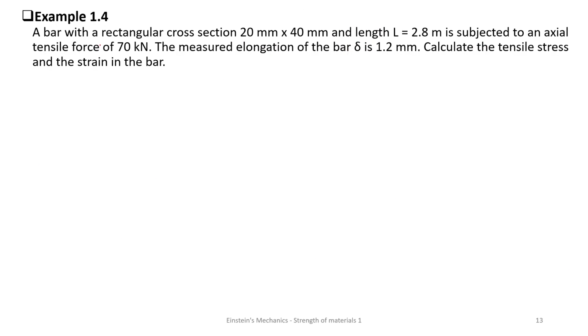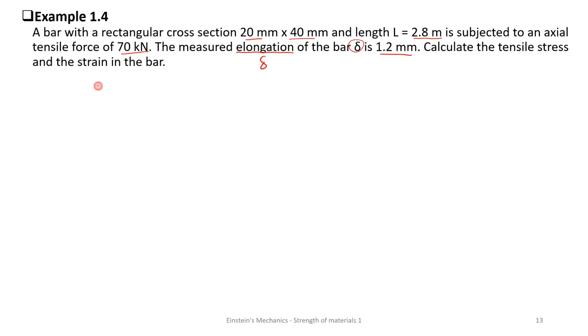1.4, the last example in this tutorial. A bar with a rectangular cross section 20 millimeters by 40 millimeters and length 2.8 meters is subjected to an axial tensile force of 70 kilonewton. Take notes: the measured elongation of the bar is 1.2 millimeters. Calculate the tensile stress and the strain in the bar.